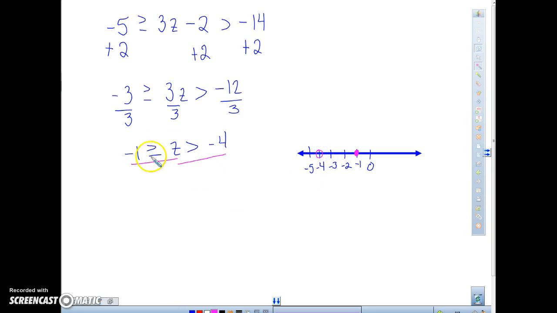This says that negative 1 is greater than or equal to z, or if you switch it around, z is less than or equal to negative 1, which means we'll be shading that way. And now it's not always shaded in the middle, but most of the time it is for the and statements, but not always. Z is greater than negative 4, so we'd be shading that way. This is the part that's in common with the two, the middle part.